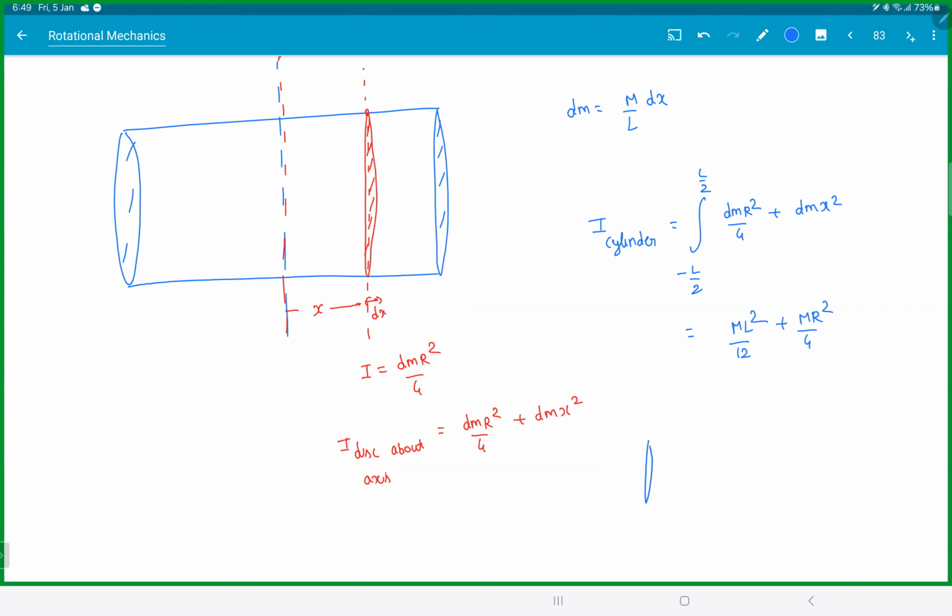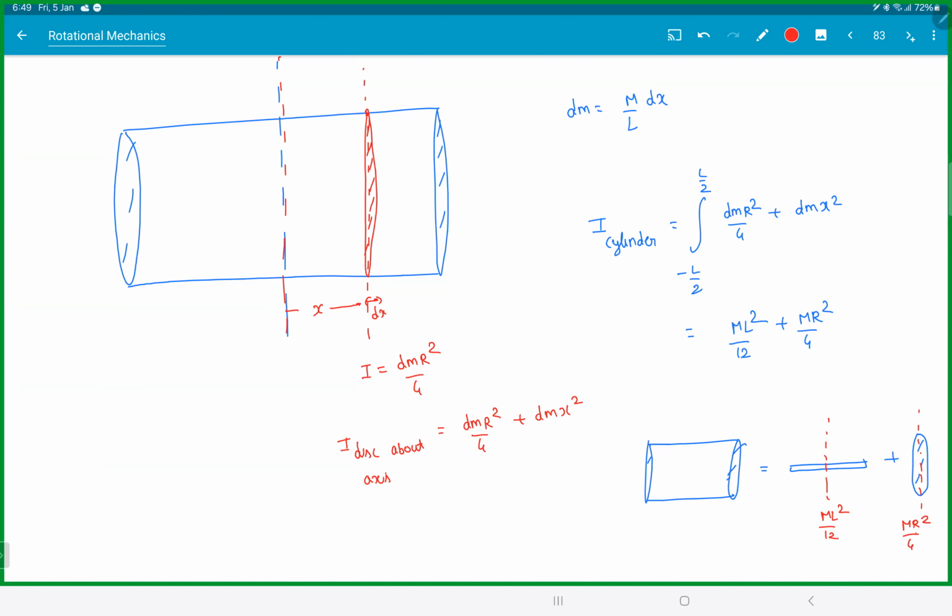The easy way to remember this answer: it looks like a rod plus a disc, passing like this and passing like this. It works because the length and radius are independent of each other, just like x and y. Remember double integration when we used to do the rectangle? That's what we used to do, x and y separately. We could have done the same thing here also, it would work.